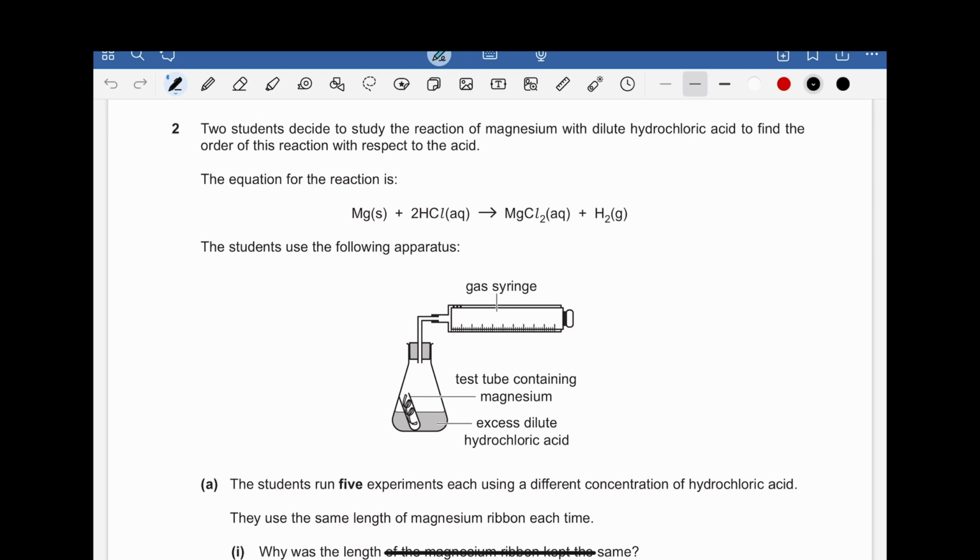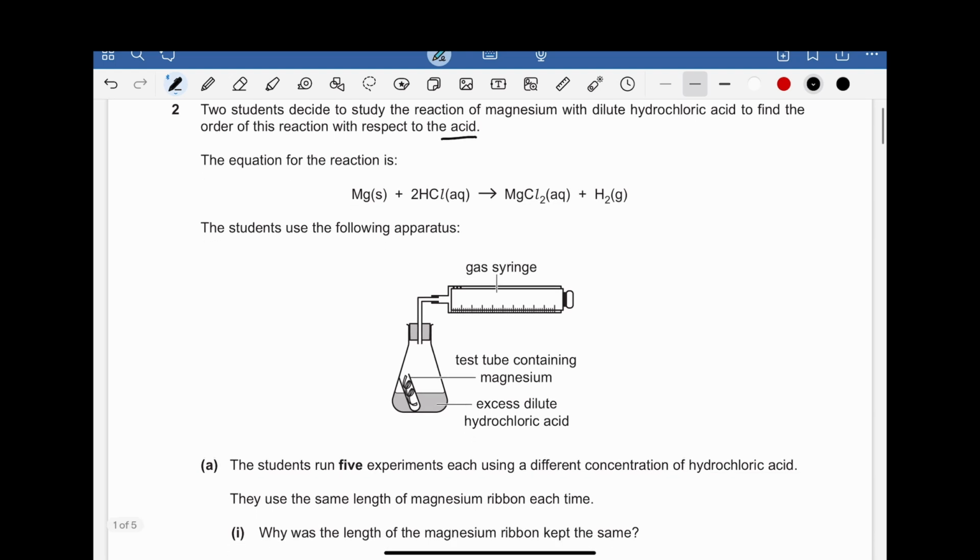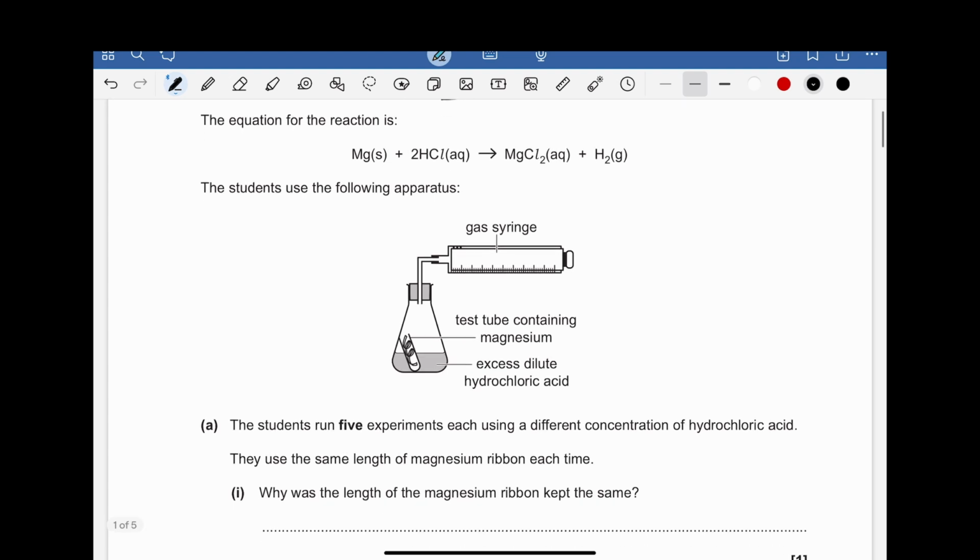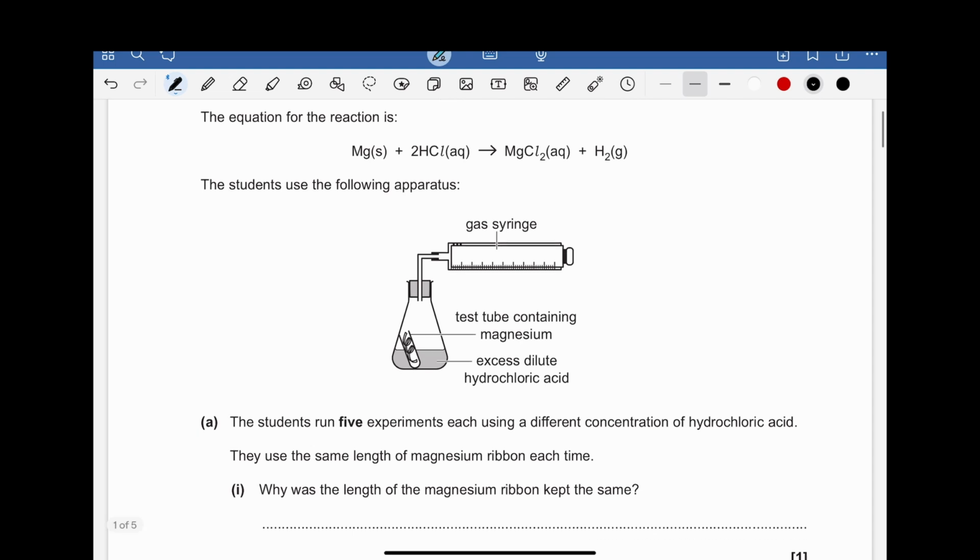Two students decide to study the reaction of magnesium with dilute hydrochloric acid to find the order of this reaction with respect to acid. The equation for this reaction is magnesium solid plus hydrochloric acid aqueous gives us magnesium chloride aqueous plus hydrogen gas. The students used the following apparatus. You can see a gas syringe is used to collect the volume of hydrogen gas produced.